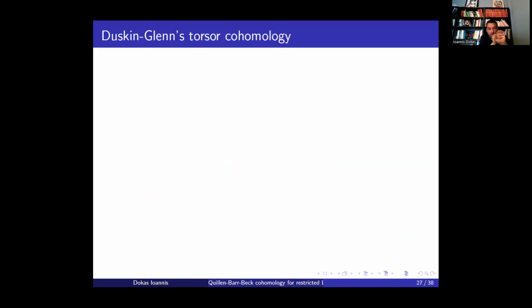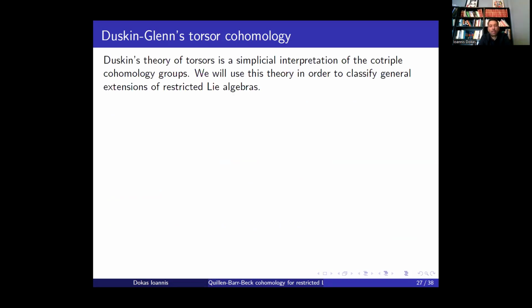Duskin-Glenn's torsors cohomology. This is the paragraph. It was Duskin who first defined the notion of an n-torsor. And actually, n-torsors is a simplicial interpretation of cotriple cohomology groups. And as I said, we'll use this theory to classify two-term extensions. Glenn was a student of Duskin, and he gave a generalization of this notion, and he developed this theory. Now, let me again briefly give the elements from this theory. For details, somebody can see the papers of Duskin and Glenn.